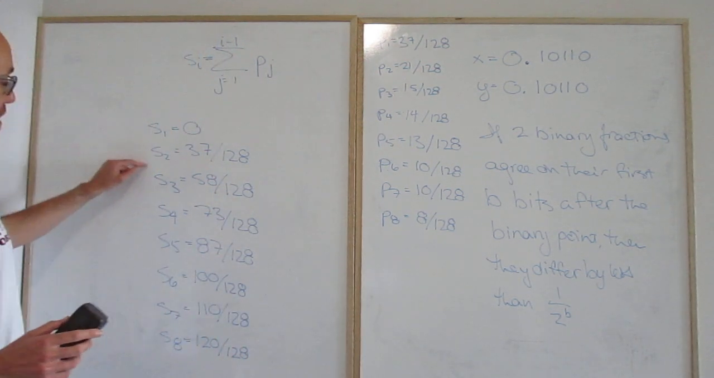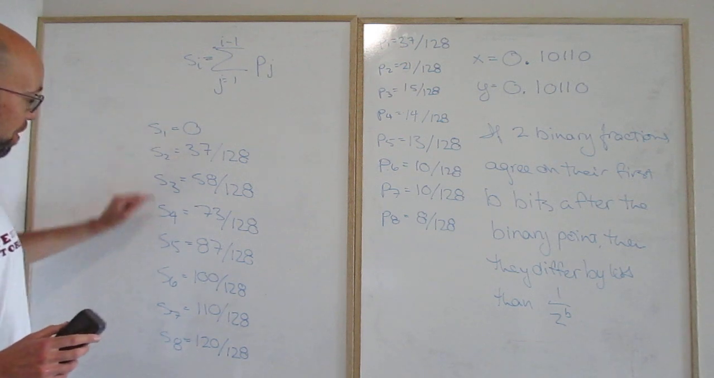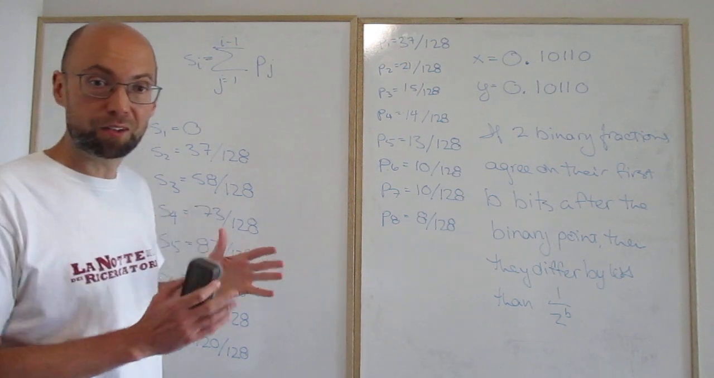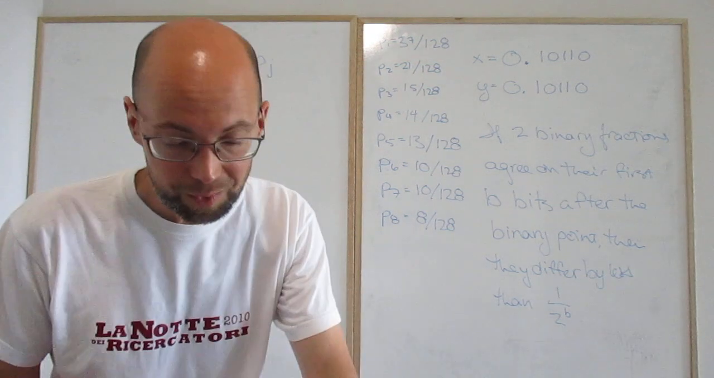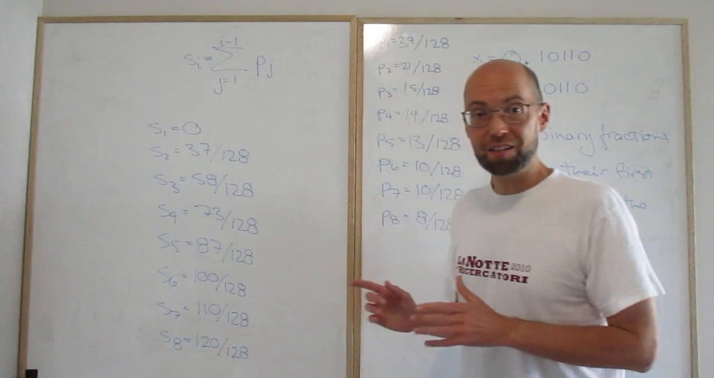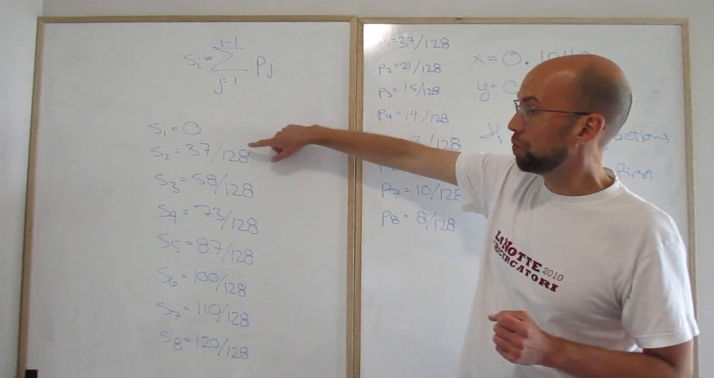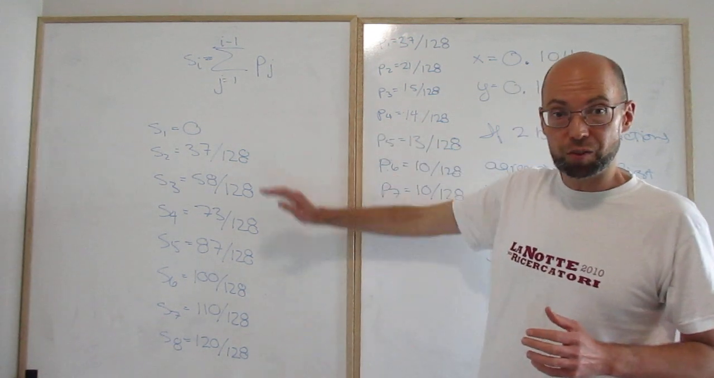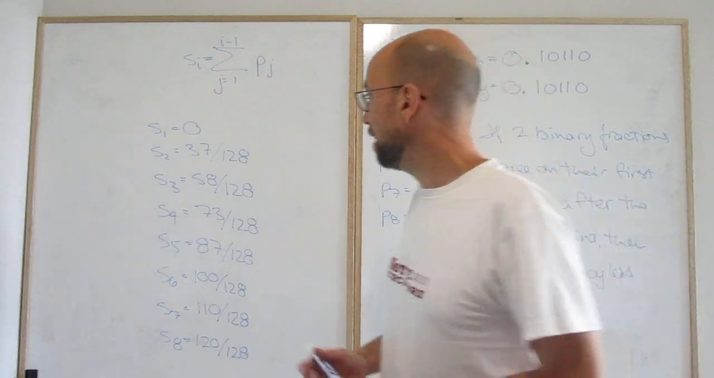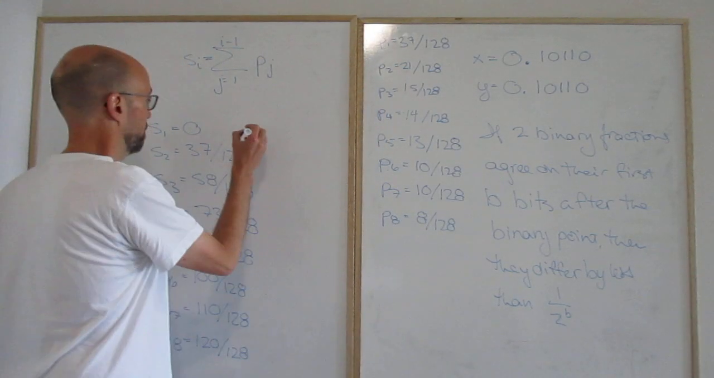Well, look, these are numbers between 0 and 1. Okay? So how much does S2, because the probabilities were sorted, S2 differ from S1.